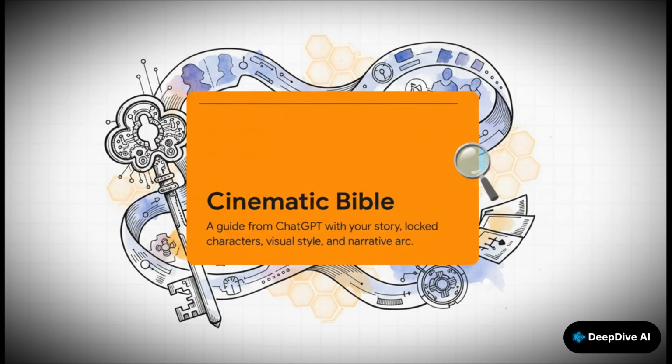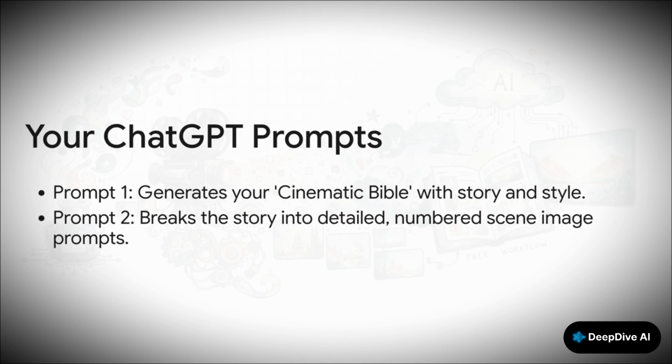So the very first thing we're going to generate is something I call the Cinematic Bible. Think of this as the master key for the entire workflow. It's a single document that locks in your characters, your visual style, and your story. This is what's going to guarantee perfect consistency from the very beginning to the final export. You're going to be referring back to this thing at every single stage. And getting it is so easy.